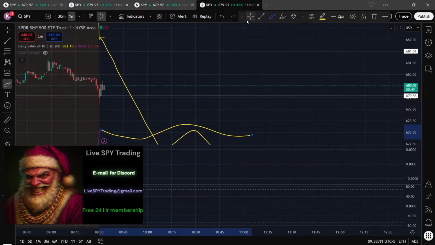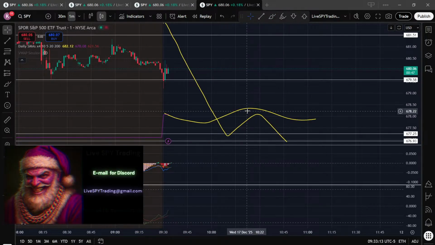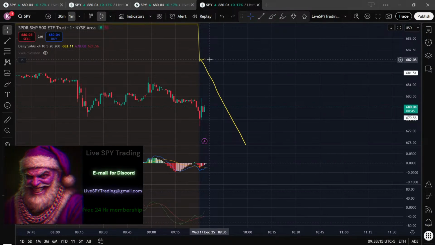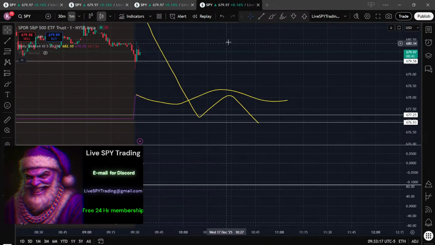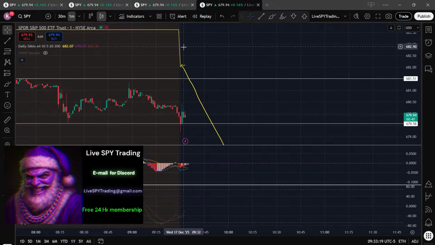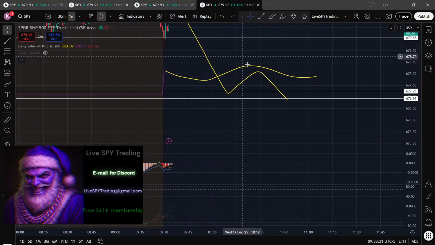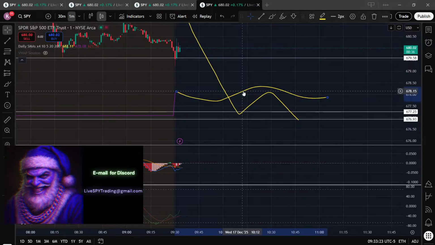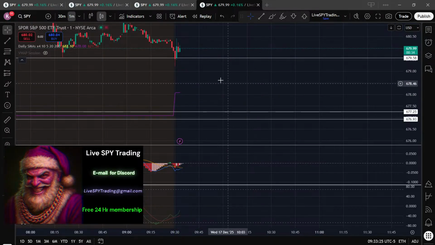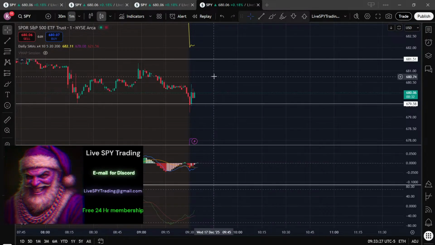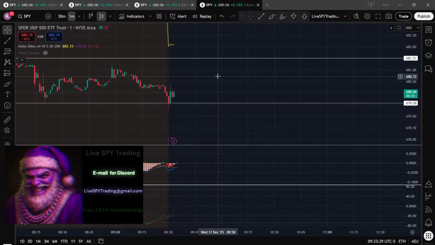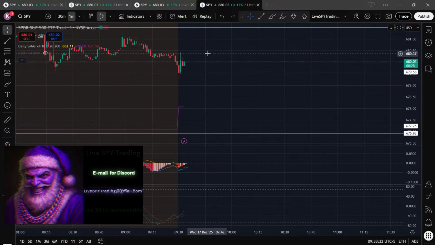Okay, back to the action. So just remember, the 5 and the 20 can be used as price and key level. So one way to confirm a pullback or a downtrend is if the 5 gets underneath the 20.